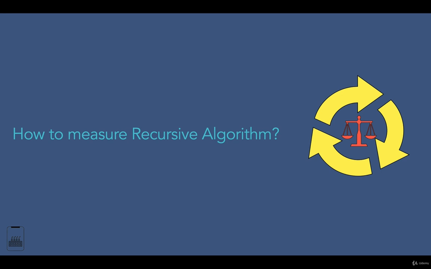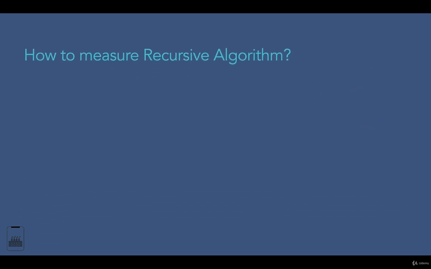How to measure a recursive algorithm. In the last lecture, we learned how we can measure any given code using 5 rules. Here we will look at how we can measure recursive algorithms. So again, I'm going to use the previous example that we used to measure the iterative calls.